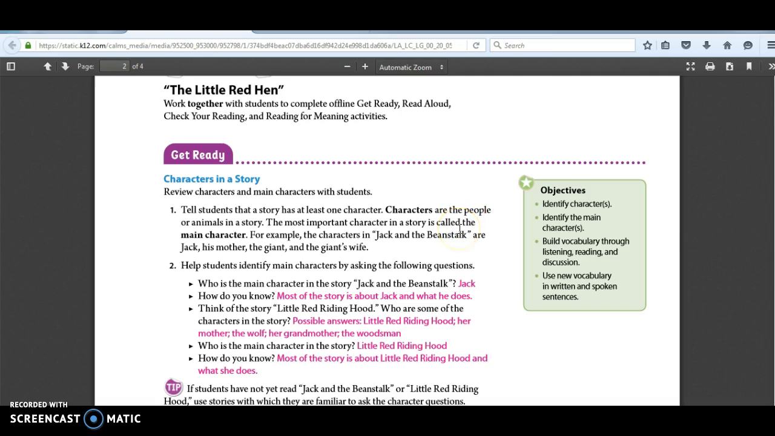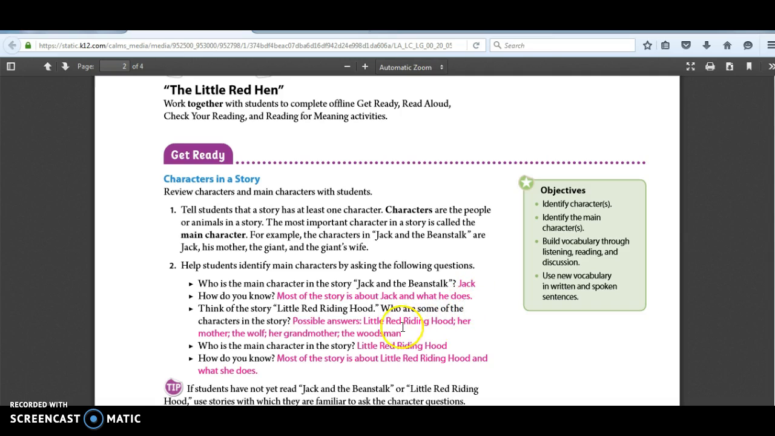For example, in the story Jack and the Beanstalk, the characters in that story are Jack, his mother, the giant, and the giant's wife. But students, who do you think the main character is? Tell your learning coach who you think the main character is. If you said Jack, that is correct. And how do you know this? Tell your learning coach, how do you know Jack is the main character? Because most of the story is about Jack and what he does.